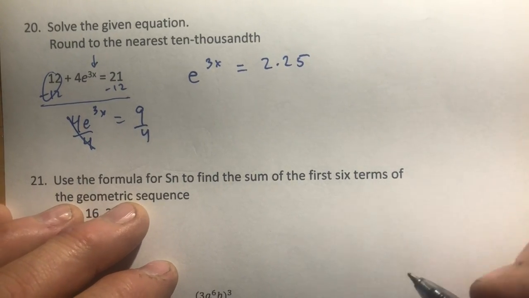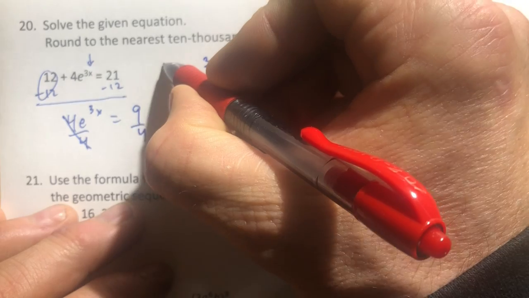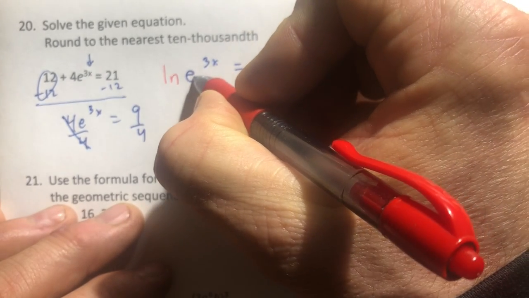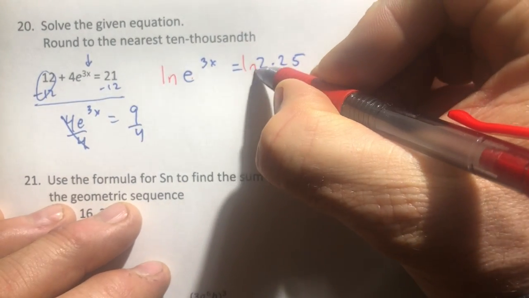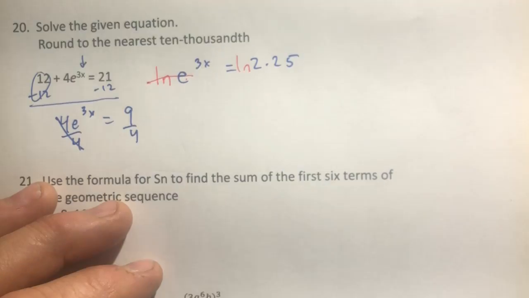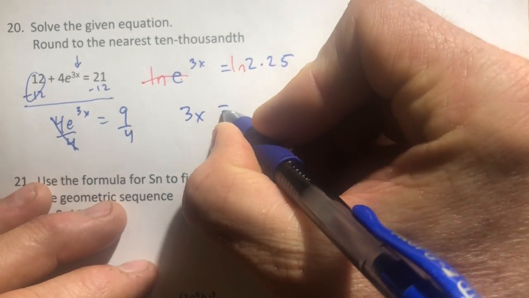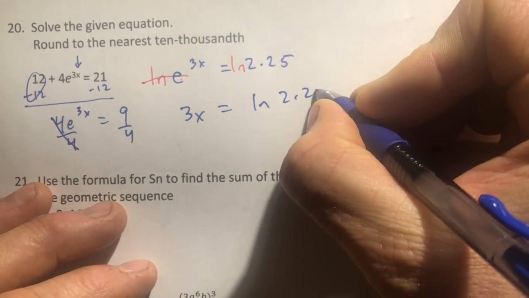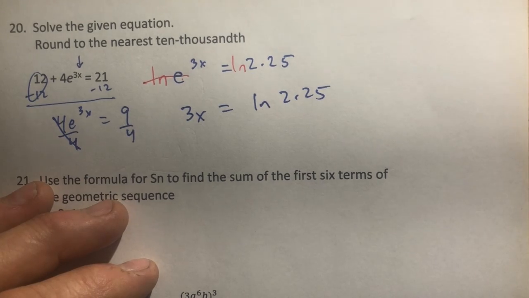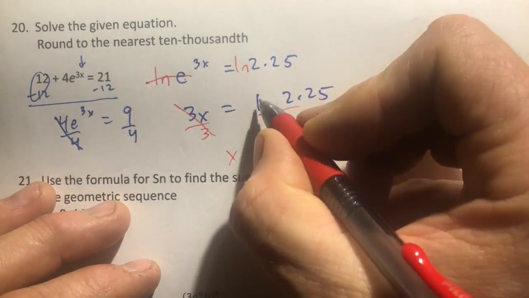Okay, now, since my variable is in the exponent, I have to do a log, and I have to do natural log because it's base e this time. So I do natural log both sides. And ln and e cancel just like the previous problem. So it means I just have 3x equals the natural log of 2.25. And then divide both sides by 3. And x equals this right here.